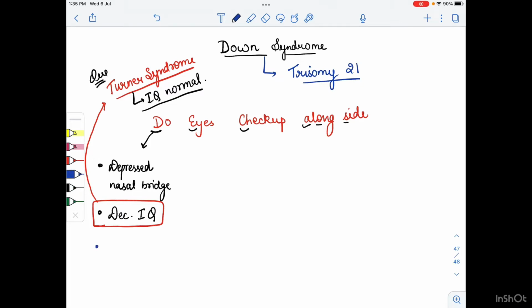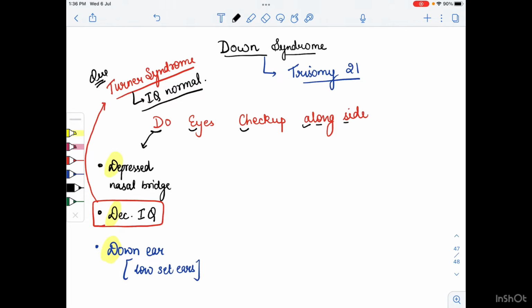Now the third D stands for down ear. As we all know, if we draw one line from the eyes, there are the ears, but here in Down syndrome there will be down ears, meaning low set ears will be there. So I hope you now remember all the features from the letter D: depressed nasal bridge, decreased IQ level, and low set ears. And in Turner syndrome, IQ level will be normal.